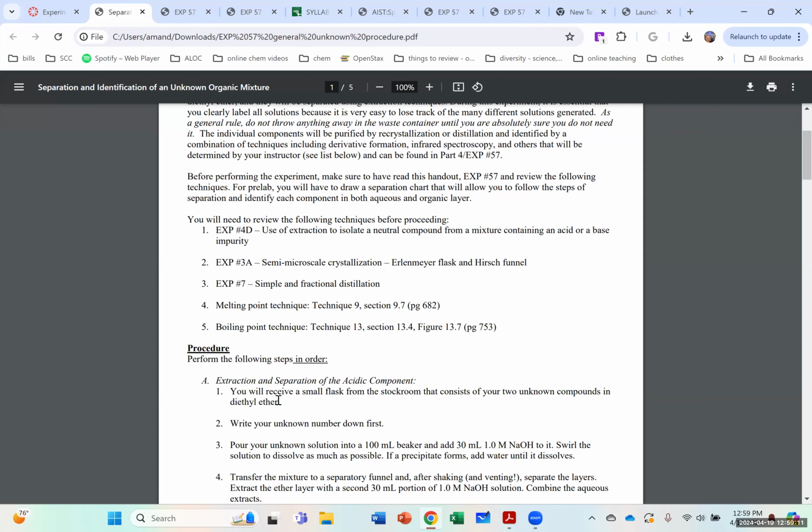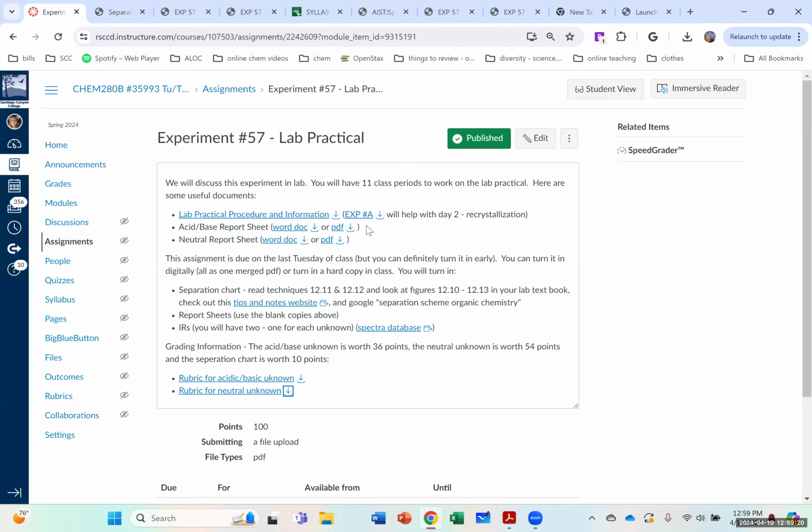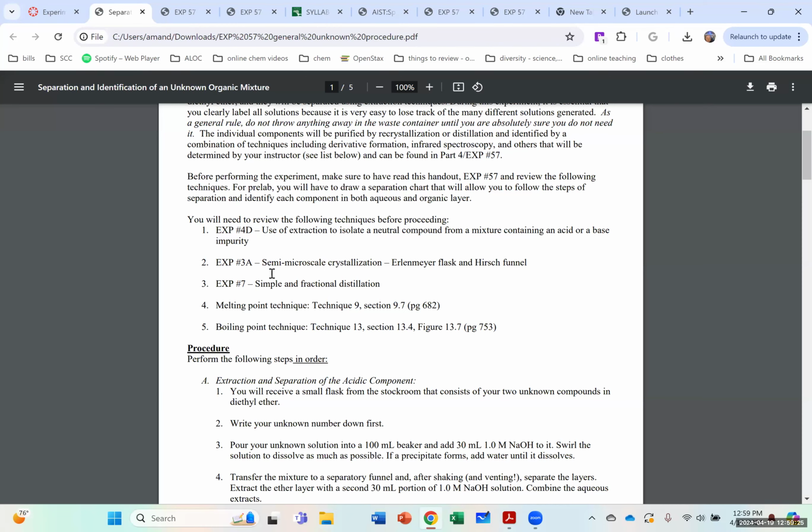For the first day of the experiment, your job is to separate the neutral compound from the acidic compound. Now, we've done this before. I'm going to go back to our experiment page. Right here, I have experiment A as well. We did experiment A last semester. Experiment 4D is also listed here as something that can help you with this. But the idea is that you're going to use the pH of the solution to separate those two compounds. So by the end of day one, you will have your neutral liquid compound in one flask and your acidic solid compound probably sitting on a watch glass.